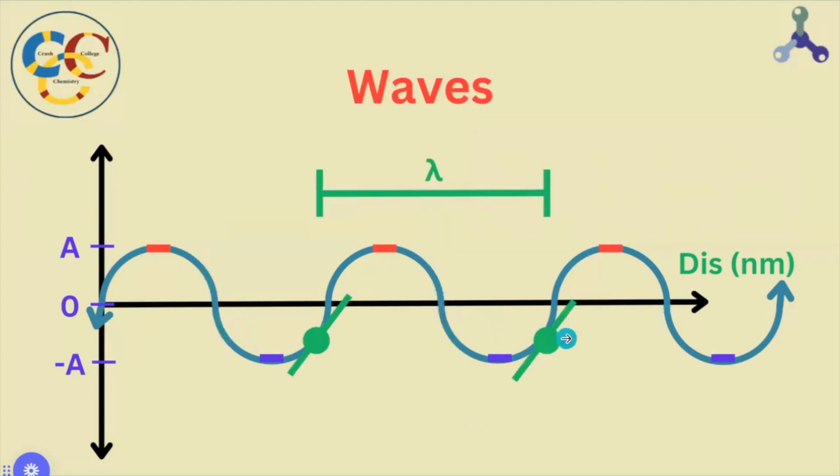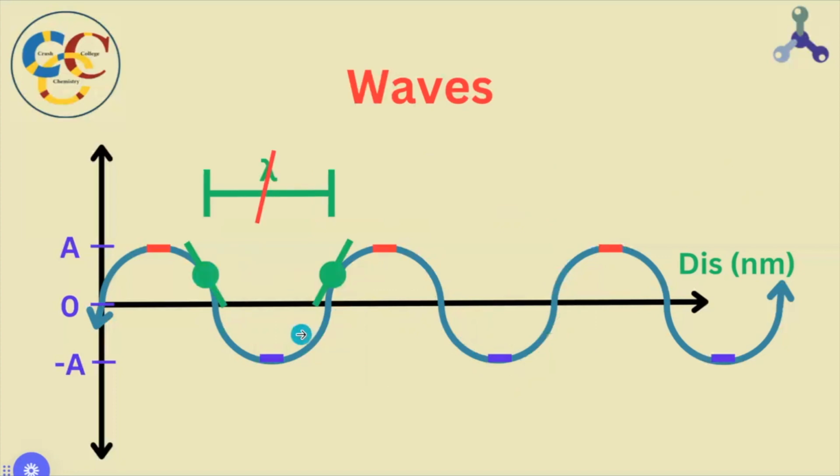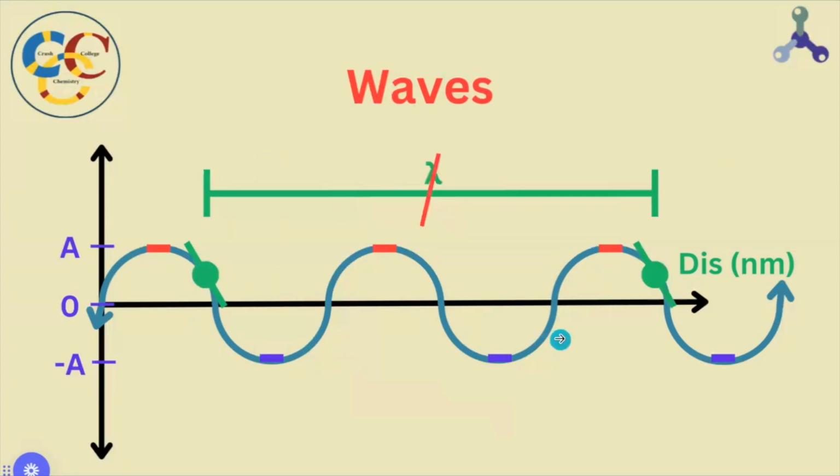As with the example in the previous slide, this is a wavelength because these are two consecutive points of the same height and the same slope. However, this is not a wavelength because even though these two points have the same height, they do not have the same slope. This slope is negative, this slope is positive. This is also not a wavelength because even though these two points have the same height and the same slope, they are not consecutive in sharing these features.